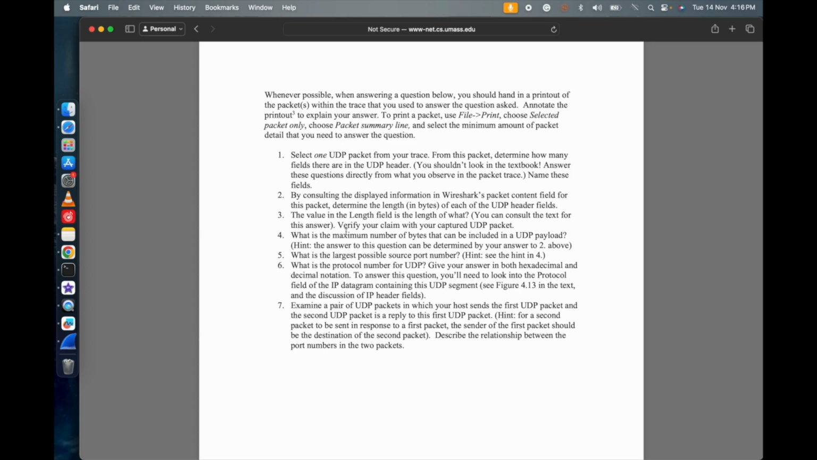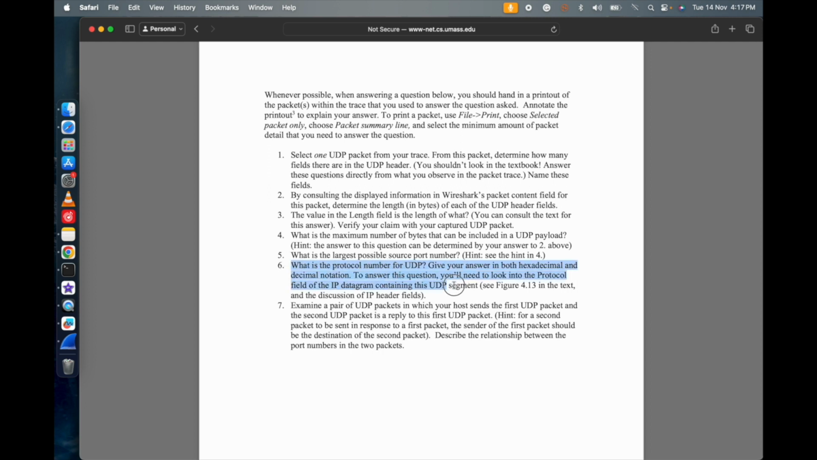And sorry for the misconception, in the previous one I said that the maximum number of bytes in a UDP payload is 2 power 16 minus 1, right? We get 2 power 16 minus 1 as 65,535, and we have to subtract the total header bytes of the length that we have got, that is 8. So 65,535 minus 8 is 65,527 bytes, which is the maximum number of bytes that can be included in a UDP payload. And now coming to this question, the largest possible source port number is 2 power 16 minus 1, 65,535.